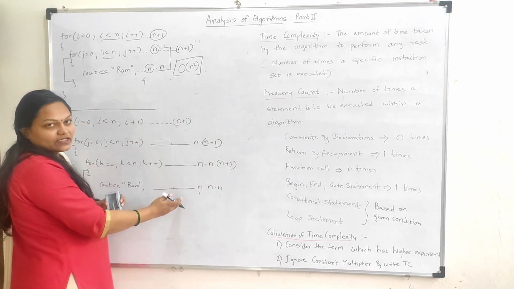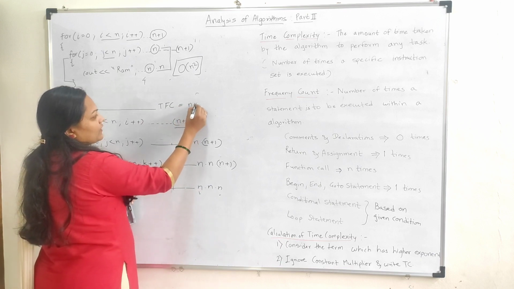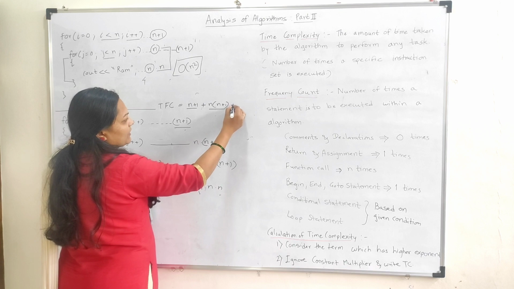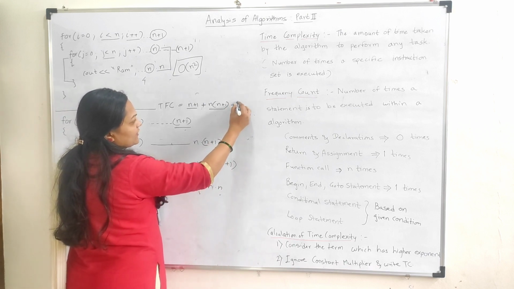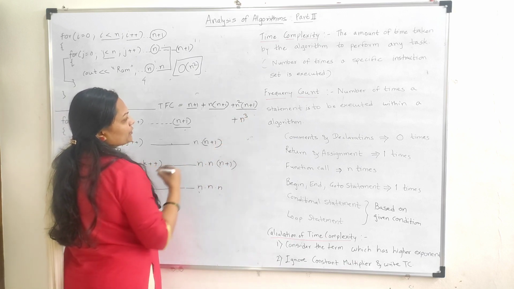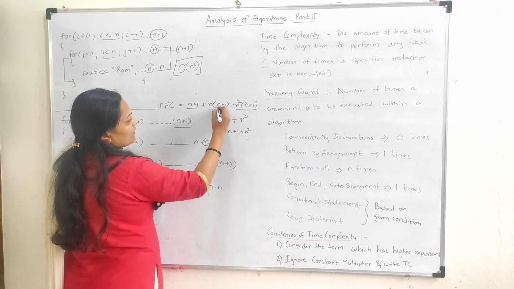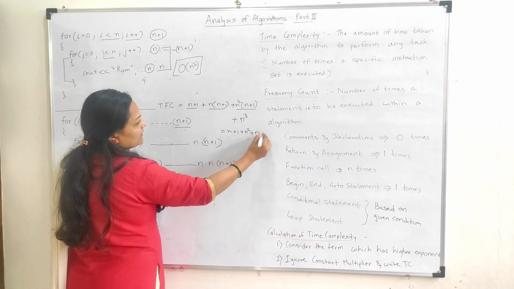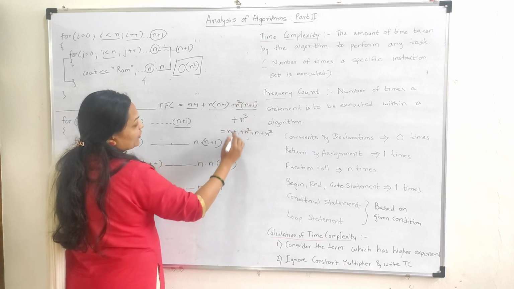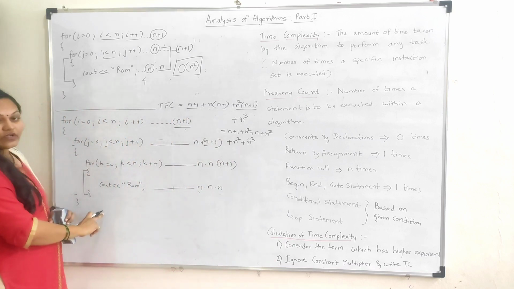How can we calculate the total time complexity here? We just need to add these frequency counts. Total frequency count is equal to, the first term n plus 1, plus the second term n into n plus 1, plus the third term n into n, that is n square, into n plus 1, and the last one, that is n cube. Elaborating: n plus 1, n into n that is n square, plus n into 1 that is n, plus n square into n that is n cube, plus n square into 1 that is n square, plus n cube. This is the total frequency count for this example.